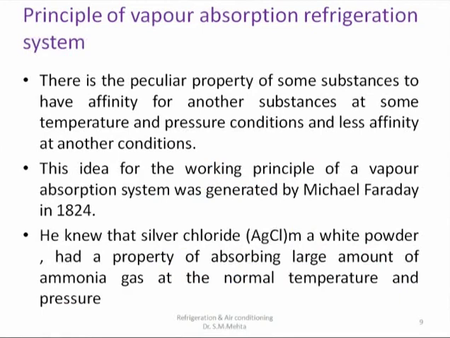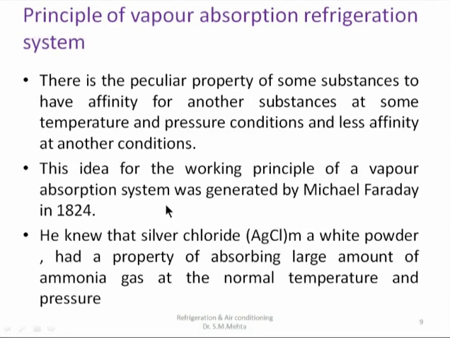So what principle does the vapor absorption refrigeration system work on? Some liquids have an affinity for another substance, so that they can absorb that particular substance at some pressure and temperature. This idea of the working principle of the vapor absorption refrigeration system was first generated by Michael Faraday. He knew that silver chloride, a white powder, had the property of absorbing a large amount of ammonia gas at normal temperature and pressure.